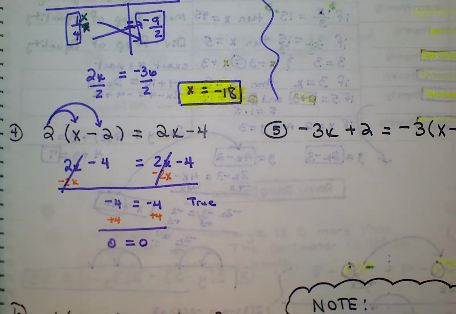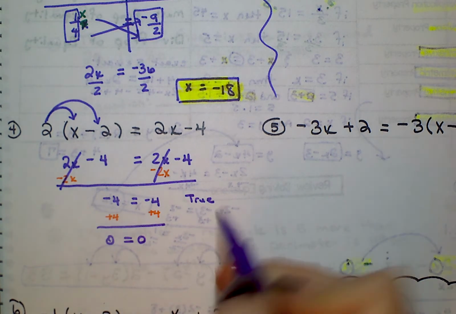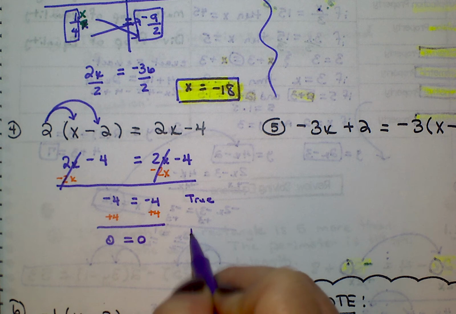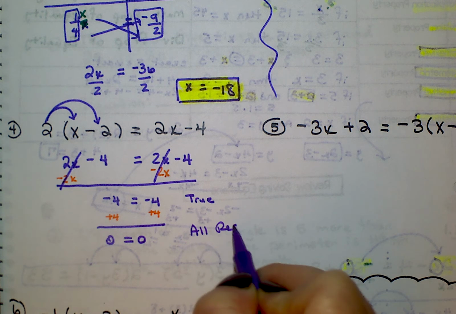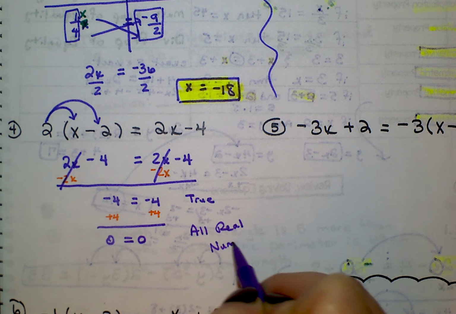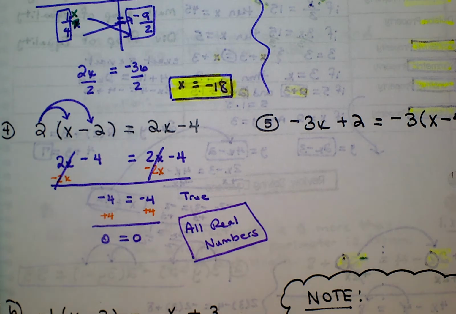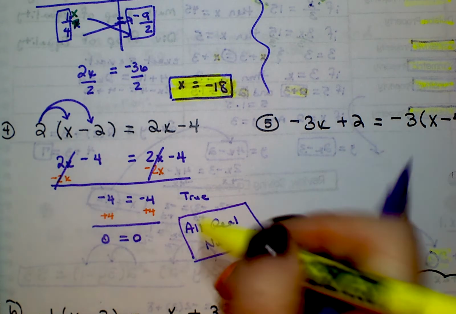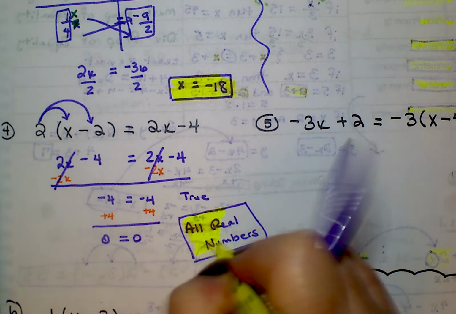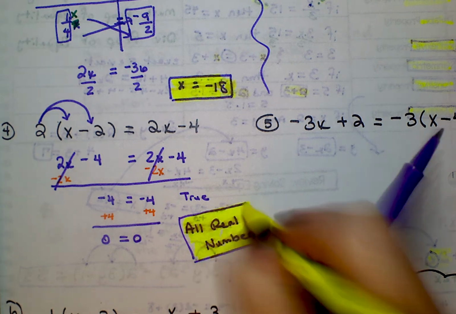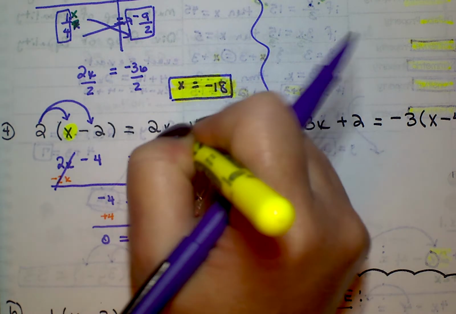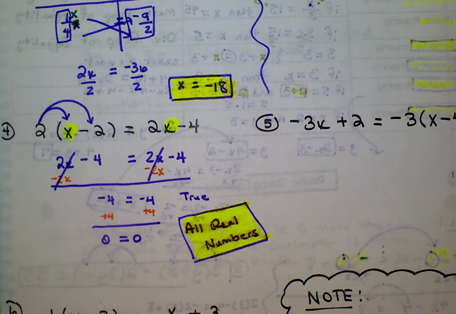And 0 equals 0, which is also true. So what this means is all real numbers. What that means is it does not matter what number you substitute in for x. Does not matter. You will have the right answer. So any number in the world is going to work.